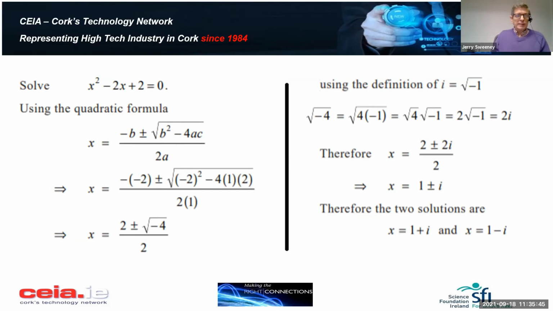So let's plug in a, b, and c into our formula for finding the roots of a quadratic. And we get 2 plus or minus the square root of minus 4 over 2. And we're going to use the definition of I being equal to the square root of minus 1. And we can take the square root of minus 4 and represent it as the square root of 4 multiplied by the square root of minus 1, which is 2 times I. So therefore, our answer is equal to 2 plus or minus 2i over 2. We're just replacing the square root of minus 4.